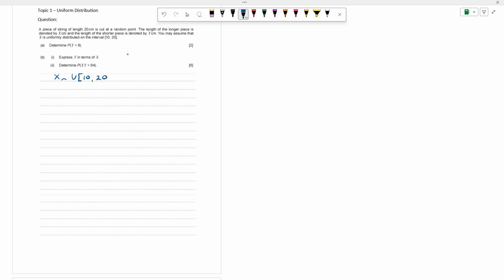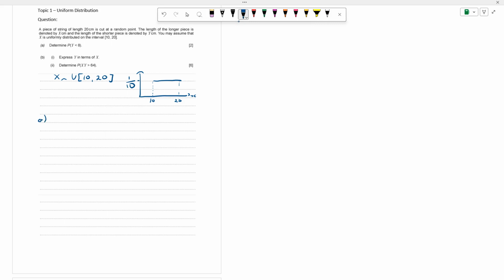Now what I'm going to do before I do anything else is draw my little graph. So X can be anything between 10 and 20. And then my height should be 1 over b minus a, so 1 over 10 in this case. Okay, and I'm going to use that to my advantage now.